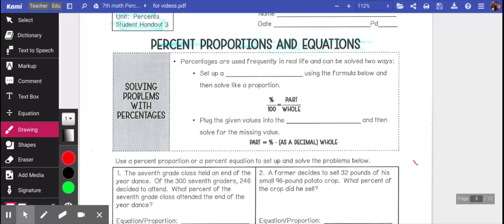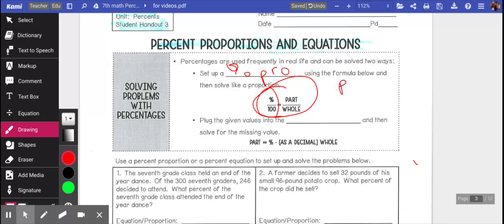The first one is a percent, I'm just going to use the percent symbol, proportion. Set up a percent proportion, and I'm going to do that because I'm running out of room. So it's a percent proportion, and you use this formula. If we think about this formula, the percent over 100 never changes. This part is always the same, the hundreds.